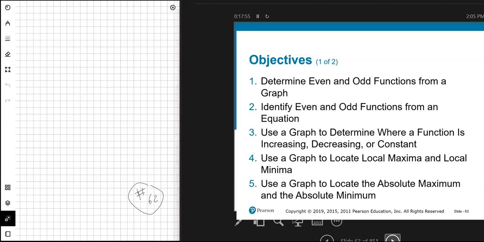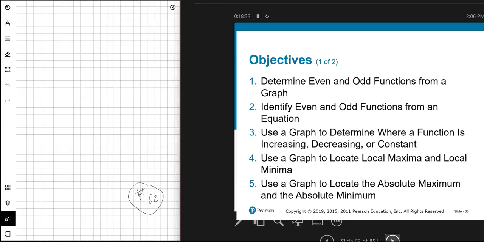Use the graph to determine where a function is increasing, decreasing, or constant. I think that's pretty straightforward and pretty easy to tell whether a function is increasing or decreasing. I have some disagreements on the notations that the textbook uses. I've discussed it with a few of my colleagues, and they agree that the textbook is wrong. But we have to use their notation because that's what they're using in MyLab.